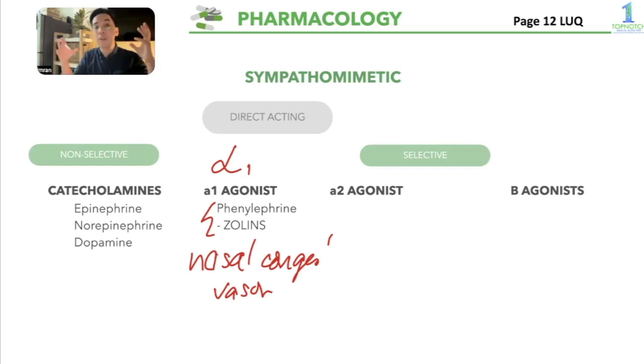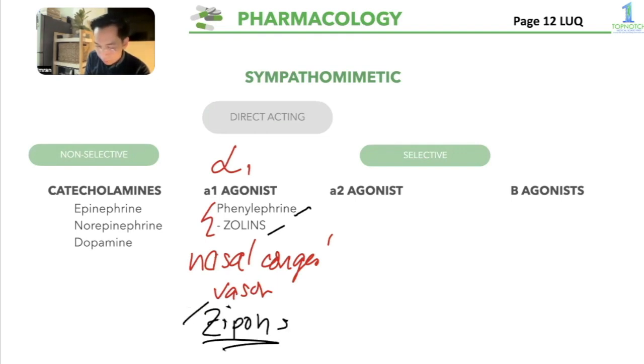So ngayon, what you want to do is you vasoconstrict that using your phenylephrine, and yung mga zolines natin, yung oxymetazoline, xylometazoline, and what it does is bababa yung congestion. Magbabasoconstrict, mababawasan yung nasal congestion natin. Ang paratandaan ko dyan is zolines, zipon. Okay? Yung mga zolines and phenylephrines.